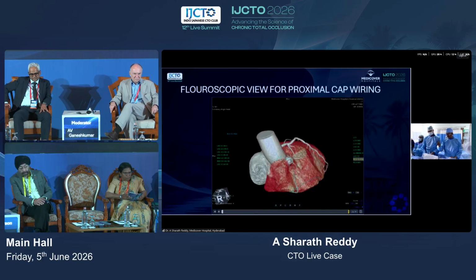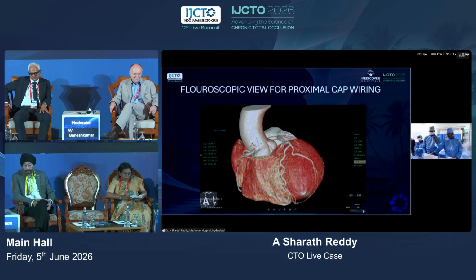This is one thing which we did, a fluoroscopic view for proximal cap wiring, in case IVUS-guided cap puncture doesn't work. In this view, both branches are separated, and RCA is coming right in the middle. So we thought of using this view for proximal cap wiring. So we tried. We'll show you what happened.